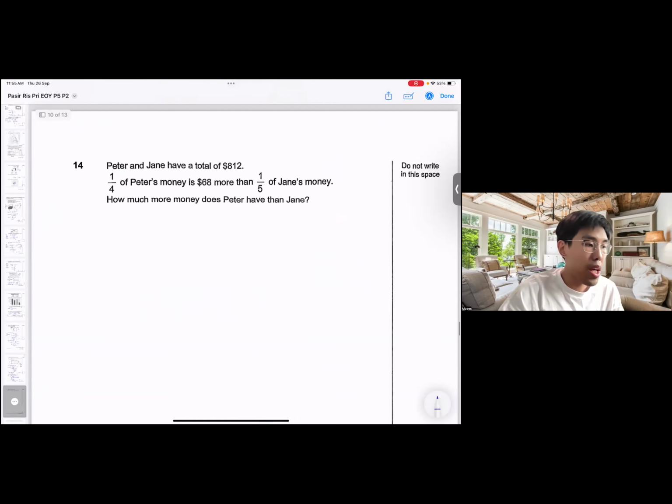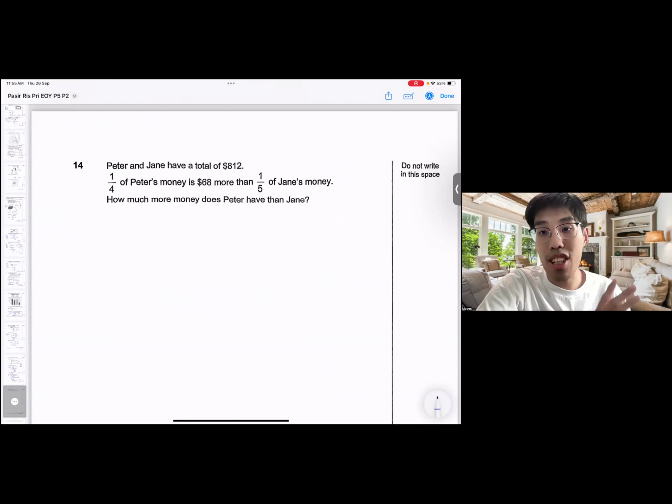Question 14. Peter and Jane have a total of 812. 1/4 of Peter's money is 68 more than 1/5 of Jane's money. How much more money does Peter have than Jane? Now, these kind of questions, same thing. If you see fraction, draw model. Must draw model. If you don't draw model, you can't see this.